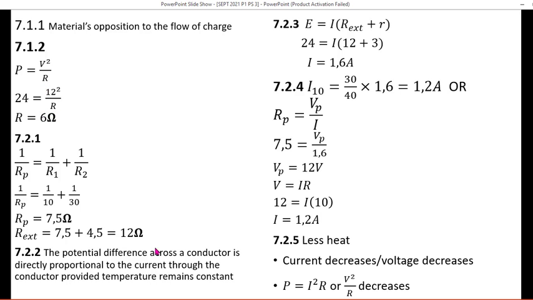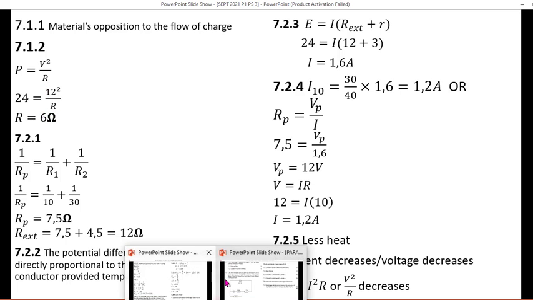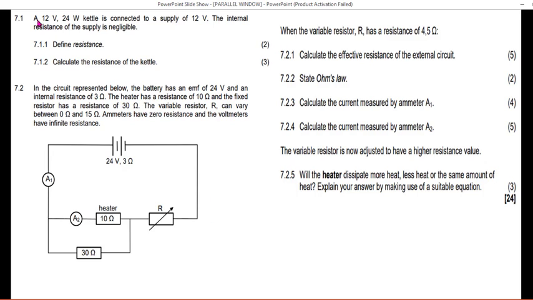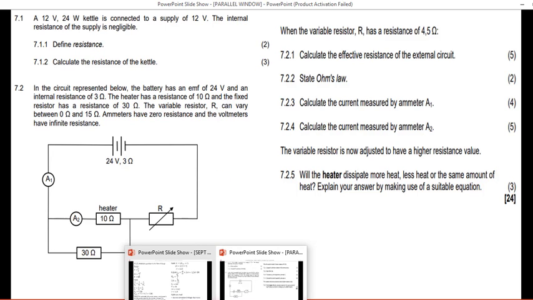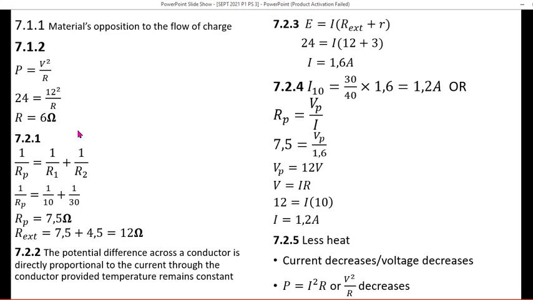So what is the power? We can go back and look at it. The power is 24 watts, and the voltage is 12 volts. So we substitute this into the formula, and we have a power of 24 watts is equal to voltage 12 squared divided by resistance. And when we make R the subject of the formula, we get the resistance to be 6 ohms.